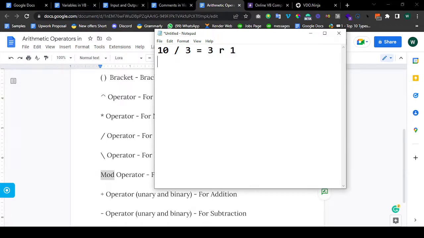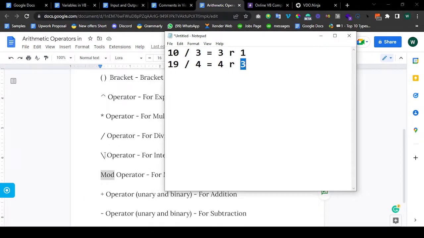Now, let me look for another example before I proceed. If I say 19 divided by 4, this will be different from this one. So 10 divided by 3 gives you 3 remainder 1, and 19 divided by 4 gives you 4 remainder 3. 4 times 4 is 16, you have 3 left. So that's the remainder here.